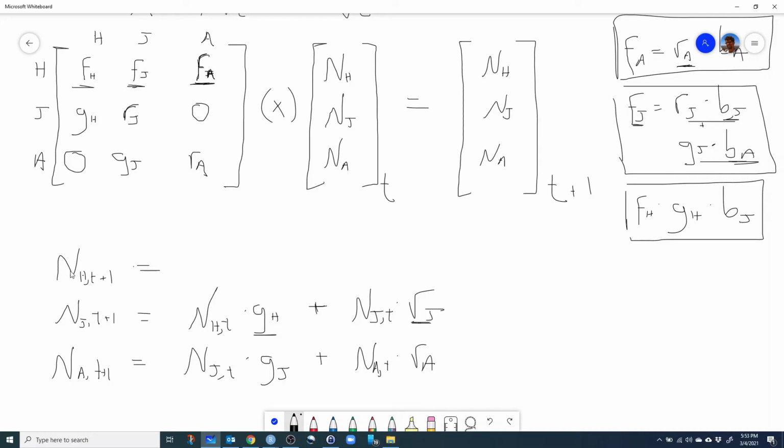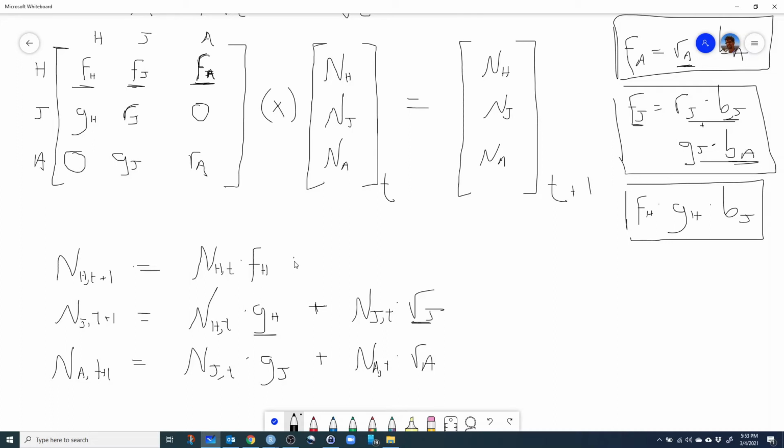Now, this is slightly different, but again, not super complicated. In order to compute the number of new hatchlings born into the population next year, you have to take the total number of hatchlings in the population this year and multiply it by the fecundity of hatchlings. That is, how many offspring are expected to be produced next year by every individual that's a hatchling this year, right?